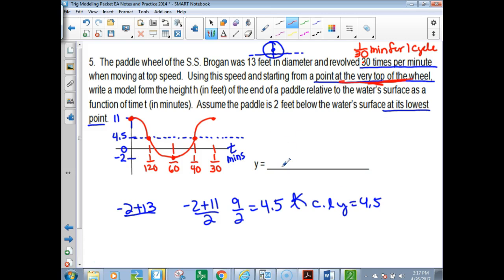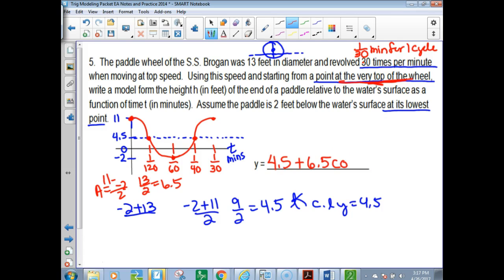Cosine. We've got a center line at 4.5. So 4.5 plus, what was our amplitude? We never wrote that down. Our A value is 11 minus negative 2, divided by 2, so 13 divided by 2, which is 6.5. You got it.